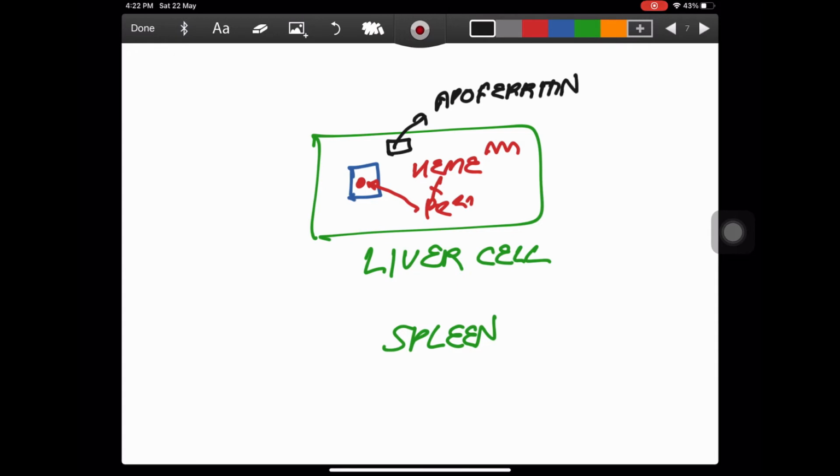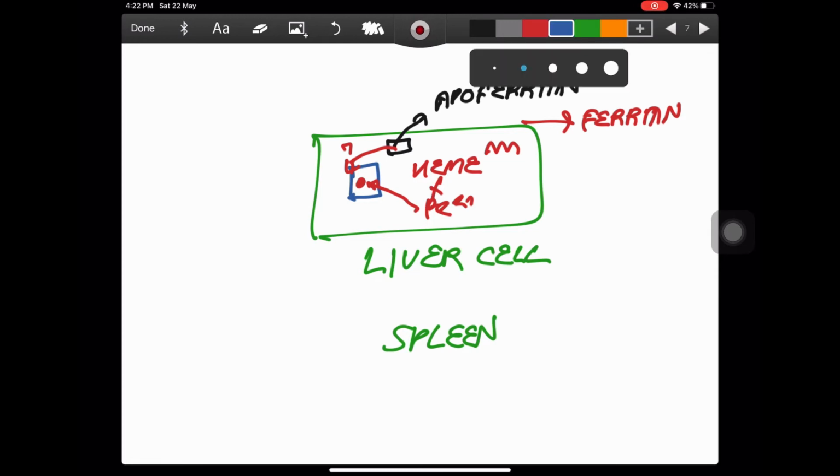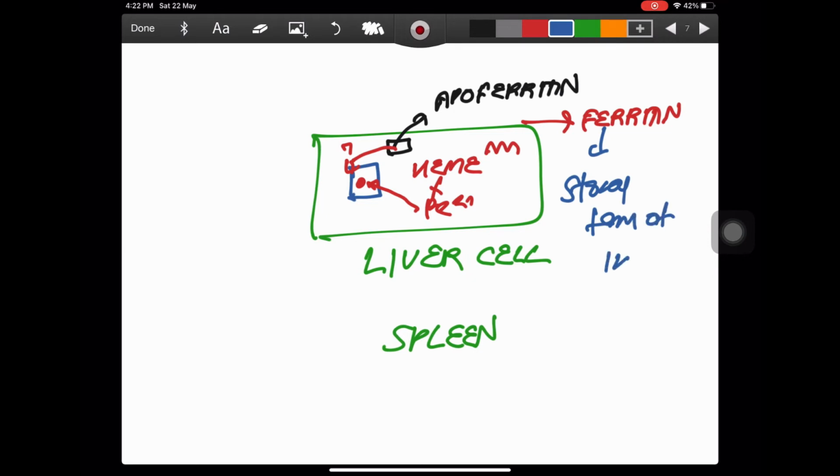apoferritin. So what does this apoferritin do? This apoferritin binds with iron and forms ferritin. This ferritin is the storage form of iron. So these ferritin are stored in the reticuloendothelial cells, usually in the macrophages. So this is what is happening.